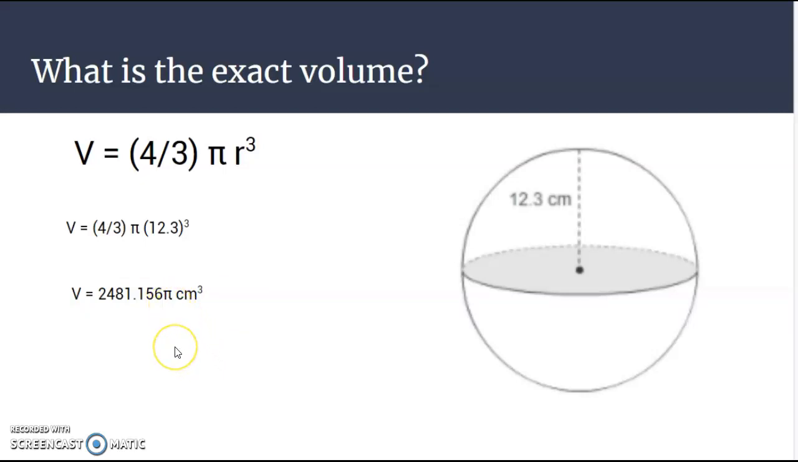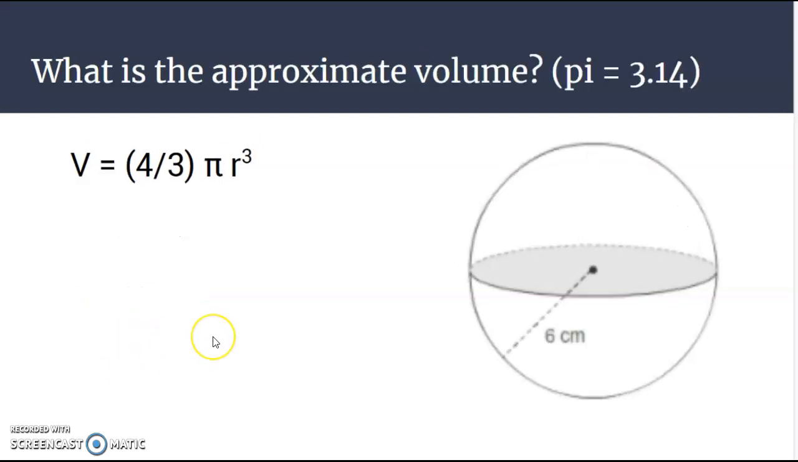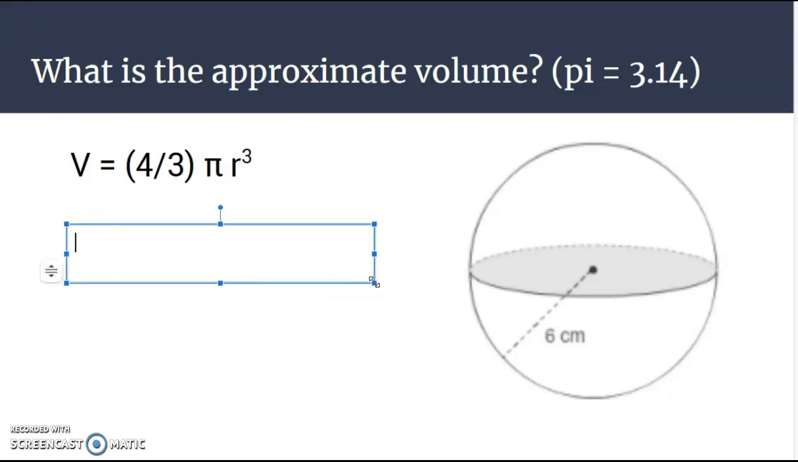Now in this next example, we're going to use 3.14 for pi, and that'll give us an approximate volume. We may have to round depending on what the calculator says. So applying our formula again, we get 4/3 times pi times r cubed. In this case, the radius is 6 from the picture there. Let's see how this turns out.